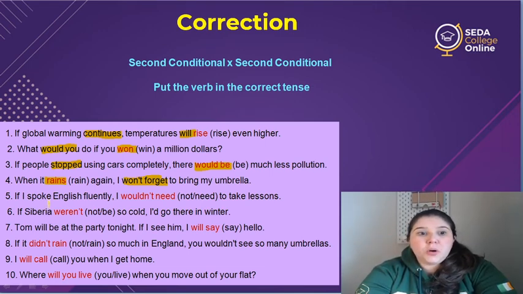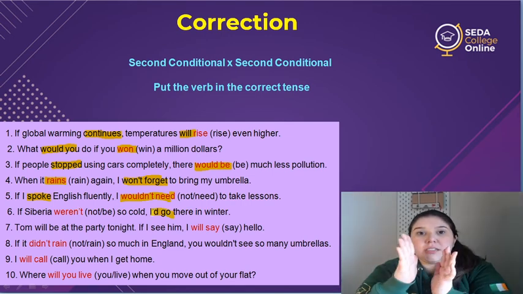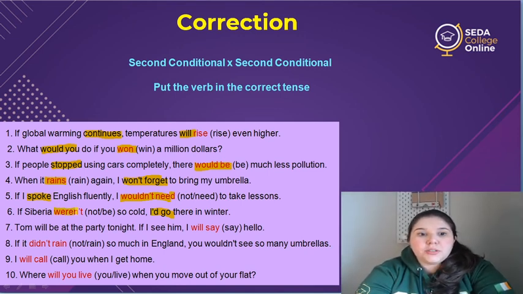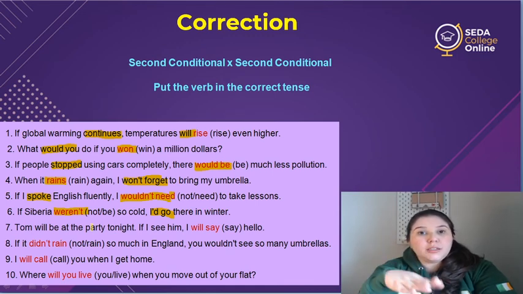5. If I spoke, past simple, English fluently, I wouldn't need to take lessons. 6. If Siberia weren't so cold, I'd go there. So this 'd is the contracted form of would. So that's why we're using past simple here. And remember that we can use were or weren't for all the subjects when you're using the if clause. 7. Tom will be at the party, so future, will be at the party tonight. If I see him, present, I will say hello.